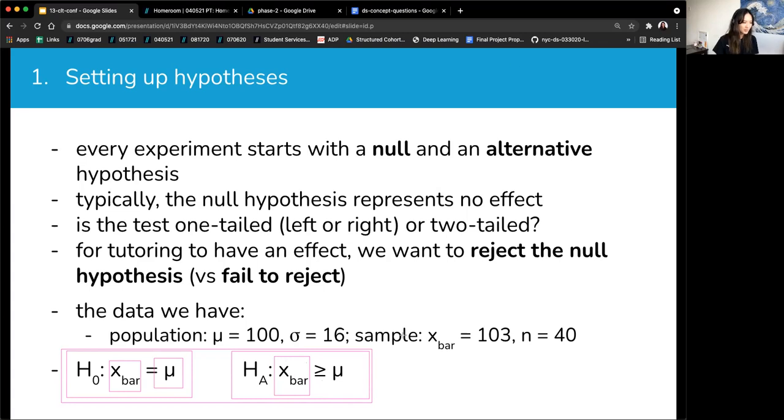So basically what we're saying is, this group of 40 students and their average IQ of 103, is this significantly different from 100? Of course, if we just look at the two numbers, 103 versus 100, sure, 103 is bigger. But what are the chances that the tutoring actually has had a definitive effect, and not just by chance you happened to pick smarter students to begin with? That's what we're trying to calculate.